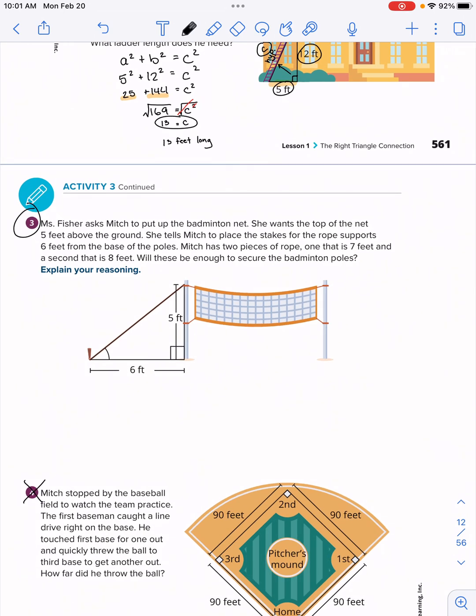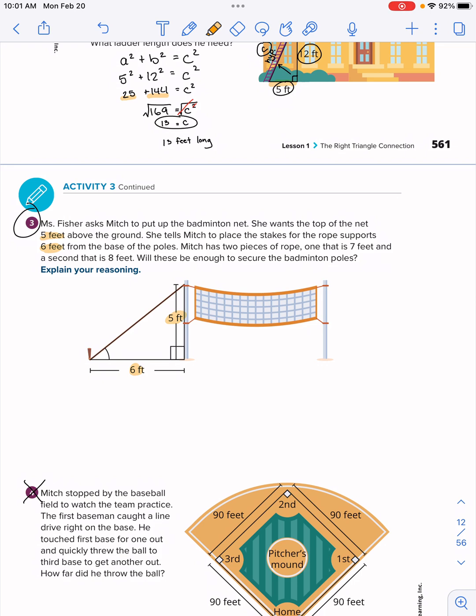But whenever we have a context like this, it's important to have some type of image. So when the image is created for us, let's use that and annotate on it. Number 3 says, Miss Fisher asked Mitch to put up a badminton net. She wants the top of the net 5 feet above. That's what we have here. And she tells Mitch to place the stakes of the rope supports 6 feet from the base of the poles, so right here. And Mitch has 2 pieces of rope, one that is 7 feet and a second that is 8 feet. Will these be enough to secure badminton poles?